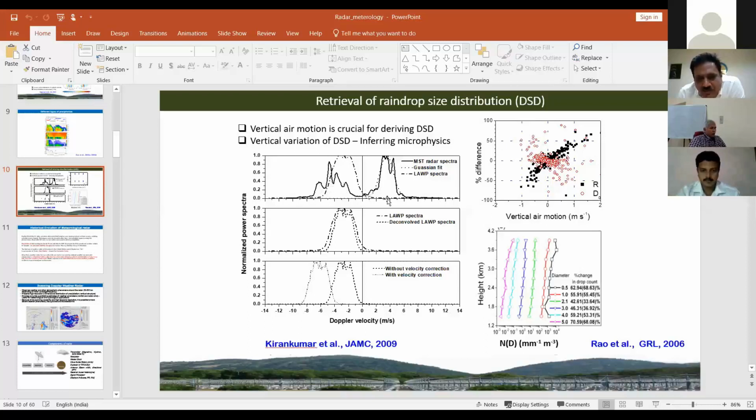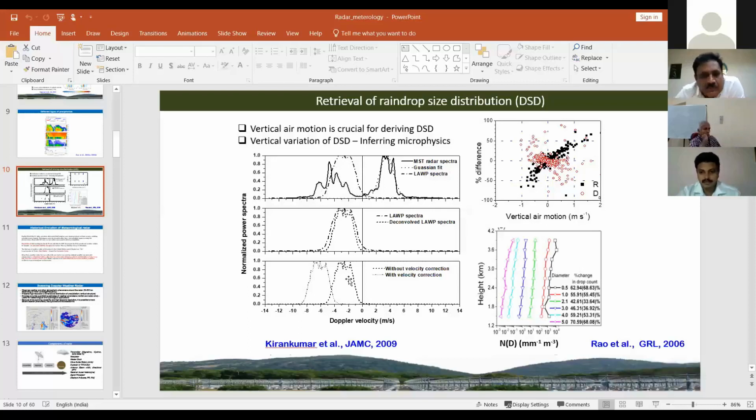You are getting two echoes. This is the one which is actually having the clear air information. So this gives the information about the turbulence. This gives the information about the vertical wind. So using this information, you can correct this spectra, and then you can convert the spectra after correction to raindrop size distribution.